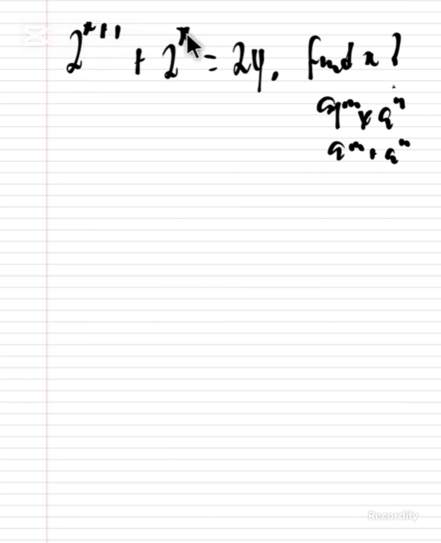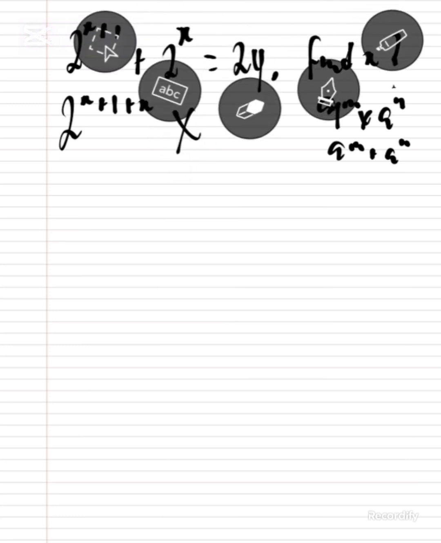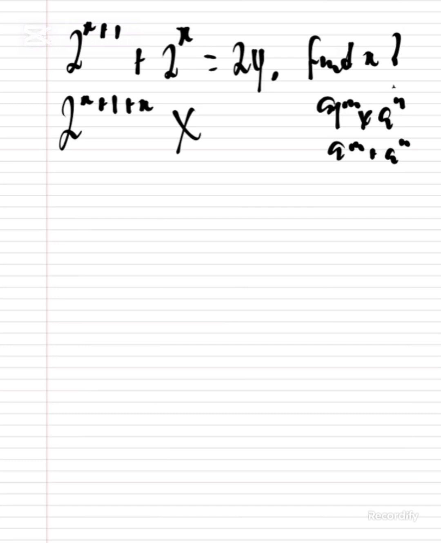Don't ever try to sum up the power here, that is 2 to the power of x plus 1 plus 2 to the power of x. This is what I'm talking about. Don't apply the law to get 2 to the power of x plus 1 plus 2 just because they have the same base. This is totally wrong. Okay, don't try that. All right, let's move on. I want to show you how to solve this now.